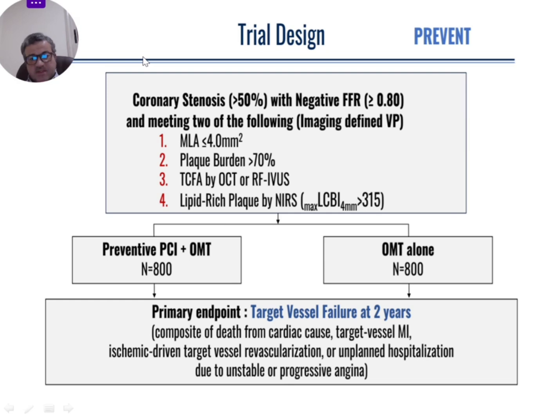So then we divide into two groups, as we mentioned before. The primary endpoint was target vessel failure at 2 years. It includes a composite of death from cardiac causes, target vessel MI, or ischemia-driven target vessel revascularization, or unplanned hospitalization due to unstable or progressive angina.